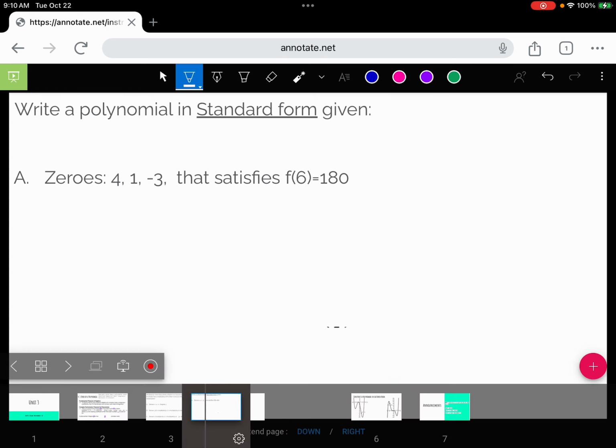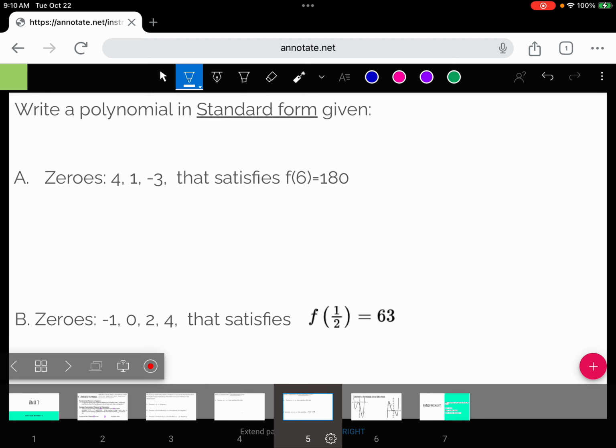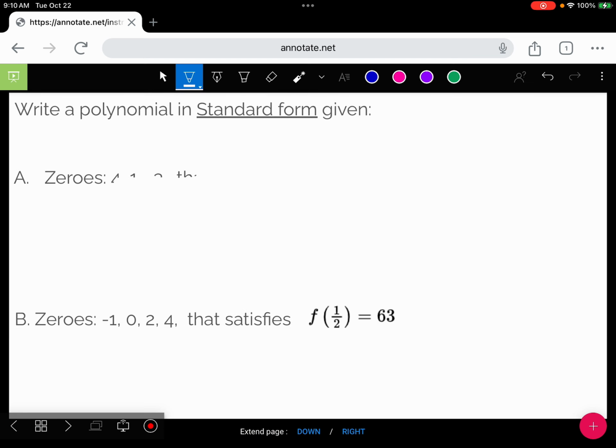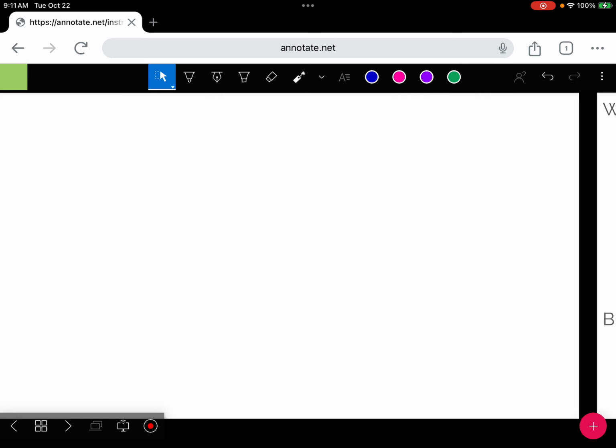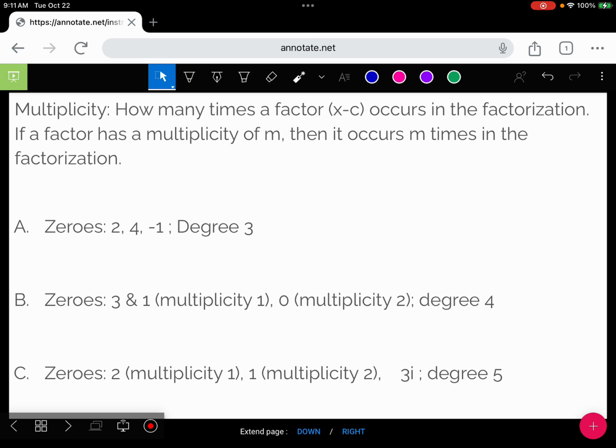Okay, so what we have at the bottom is 3 examples or 3 systems that we're going to use to do this. And we're going to practice this. We're going to look at multiplicity and what we mean by that. So on this first one, there's really not anything different about it. We've got some zeros here where we're going to write these into factored form. And we're going to see what we can get here.